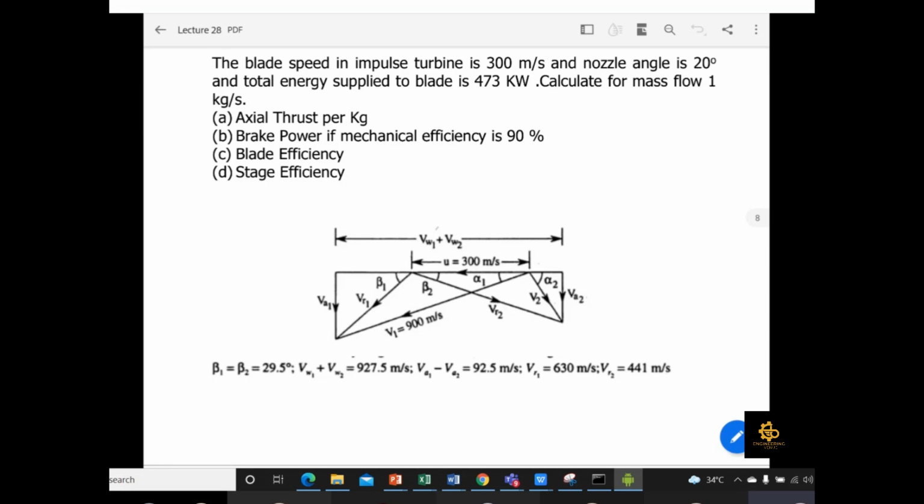Axial thrust per kg, brake power if mechanical efficiency is 90%, blade efficiency and stage efficiency. And the combined velocity diagram is shown over there. Beta 1 is equal to beta 2, which is 29.5, VW1 plus VW2 927.5, VA1 minus VA2 92.5, VR1 and VR2 are also given. So you have to note down all the data, and then we'll see how to solve it.